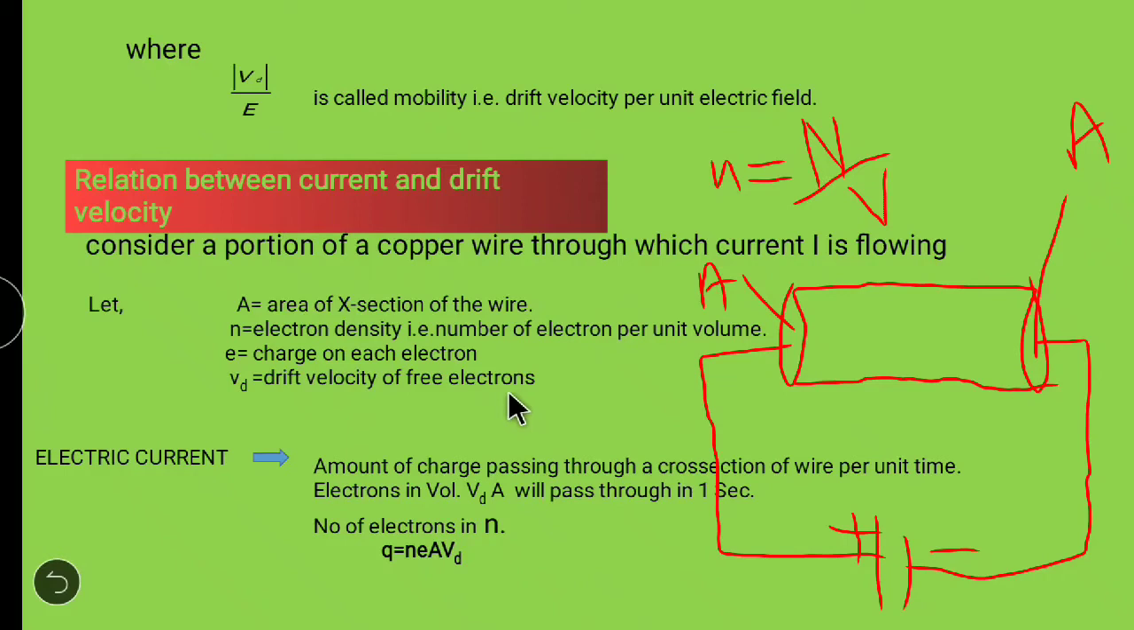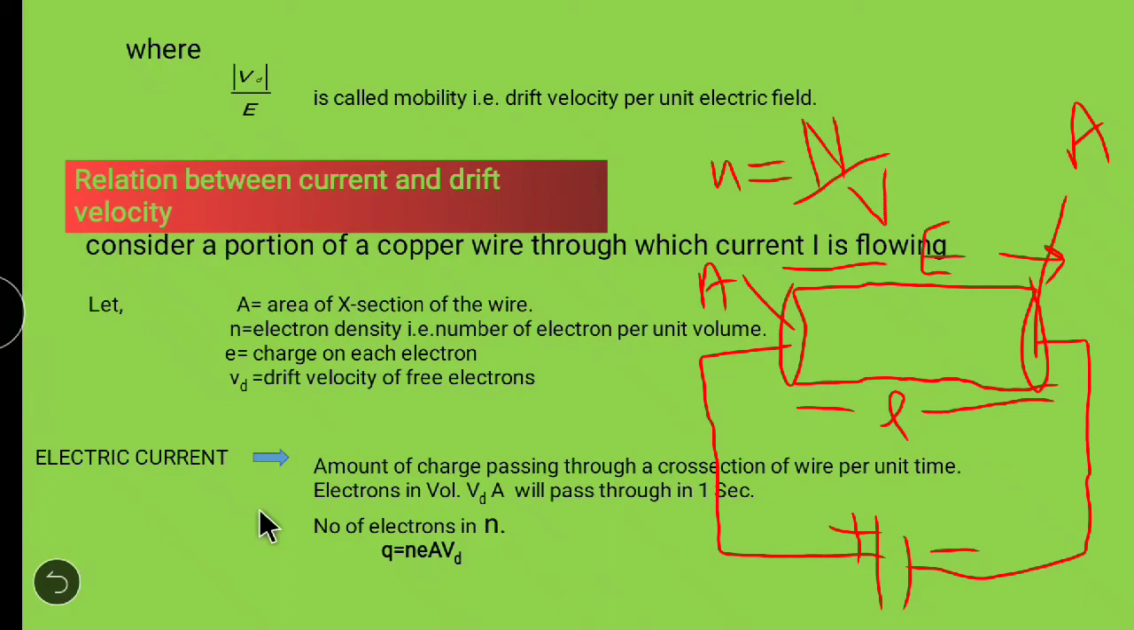Students, whether I say free electrons or electrons, both are the same thing in the case of a conductor. So here students, L is the length of this conductor, A is the cross section area, and we have applied an electric field through it, and Vd is the drift velocity. Electric field E is established from the positive terminal to the negative terminal, and V is the potential difference across the ends of this conductor. So electric current. See students, let us try to understand this concept very clearly.